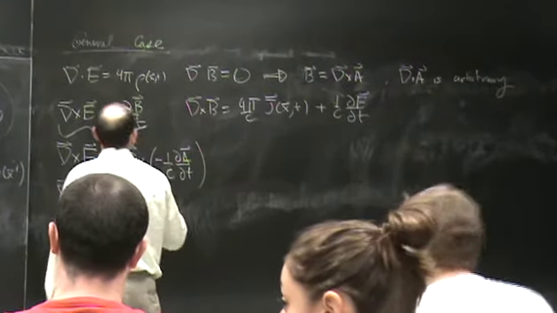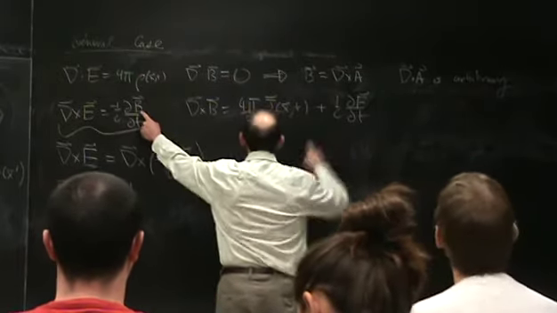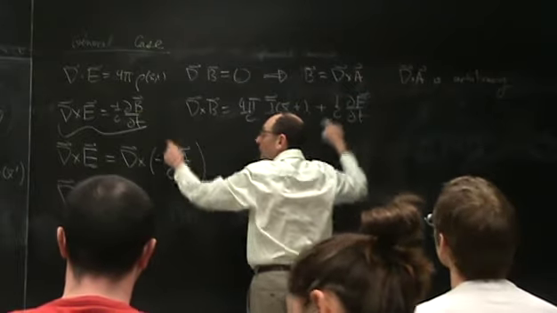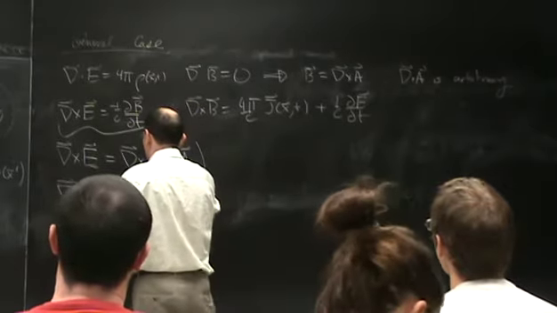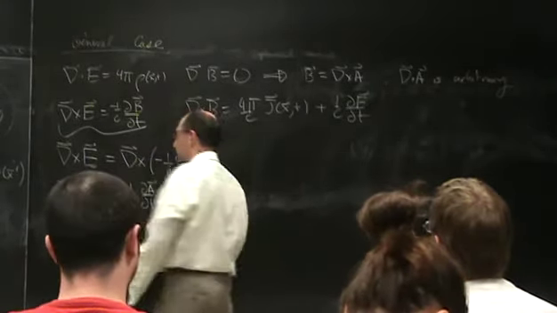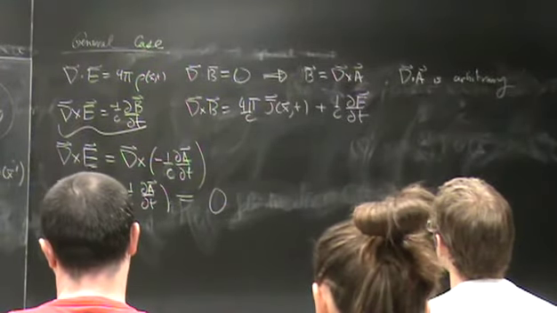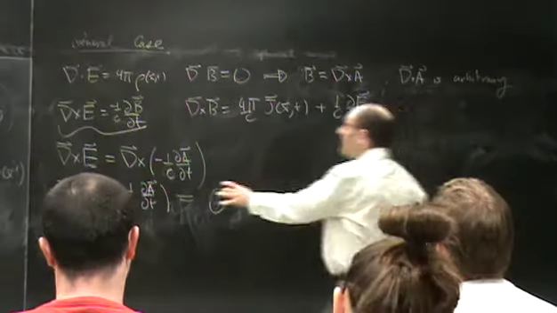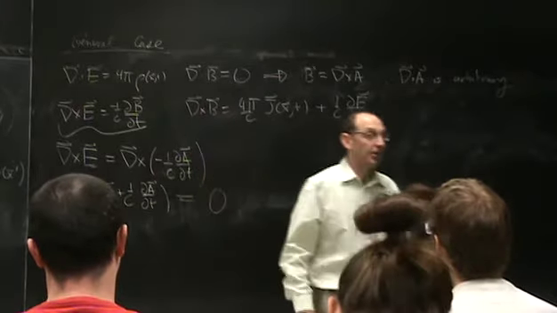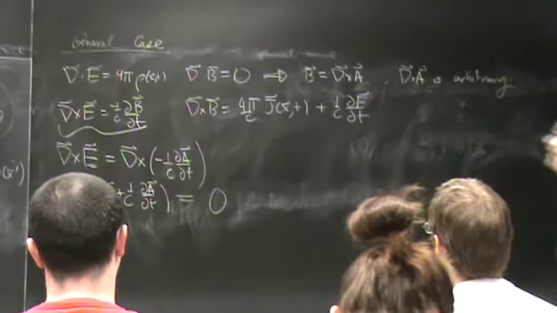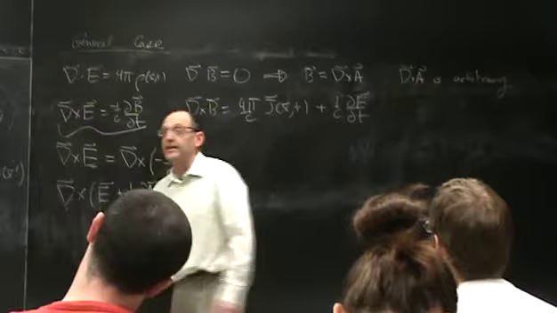Wait, shouldn't it be del cross, del cross? I plugged in here B is del cross A. So there's only one cross. And then there's that one derivative. So this indeed is correct. So what that tells me is that this combination itself is irrotational. It has a curl of 0. And thus that combination together can be written as the gradient of a scalar, which by tradition is minus phi.